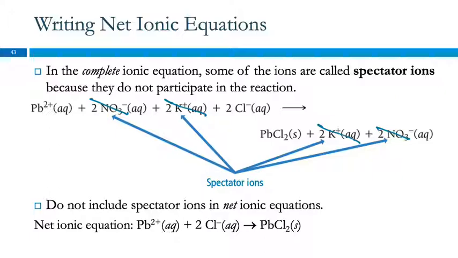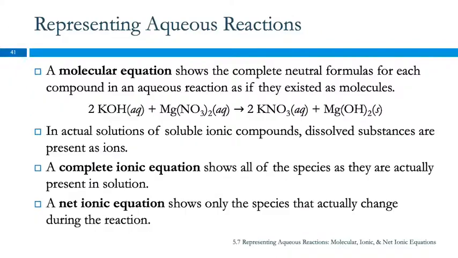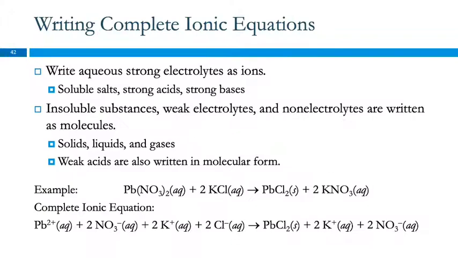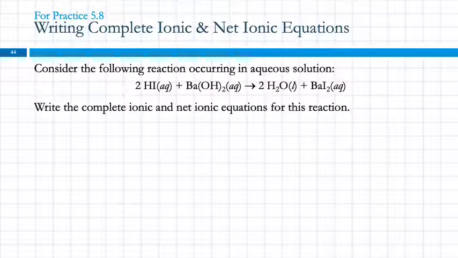So the complete ionic equation has all the ions. So you said that weak acids are not split up? Yes, weak acids are not split up. And how do we know it's a weak acid? It's a weak acid if it's not a strong acid. There are 6 strong acids. Anything else is weak. And you know it's an acid because it starts with what letter? H. So here we're going to do this reaction, and we're going to write a complete ionic and a net ionic equation.